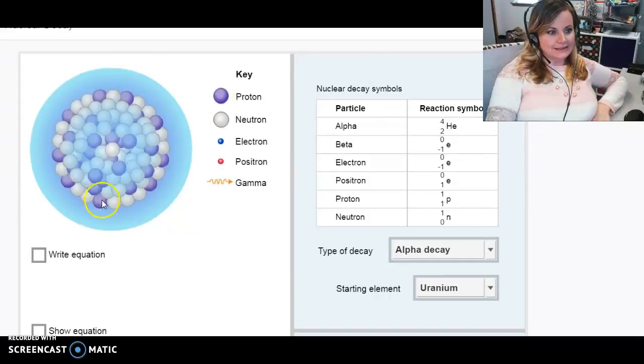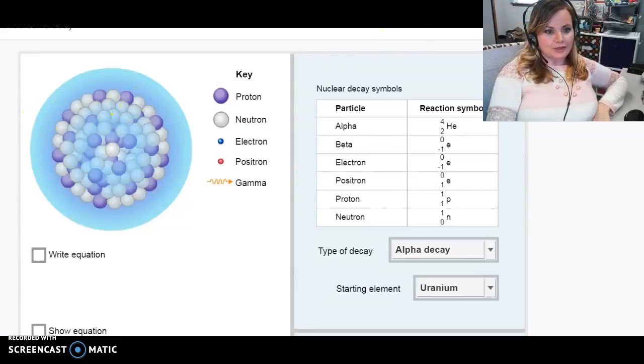You can see the nucleus of the atom here. You can see protons and neutrons, electrons, and what? Positrons, which are particles that are positively charged. They're kind of the opposite of an electron. It's considered antimatter. Ooh, kind of freaky, huh?